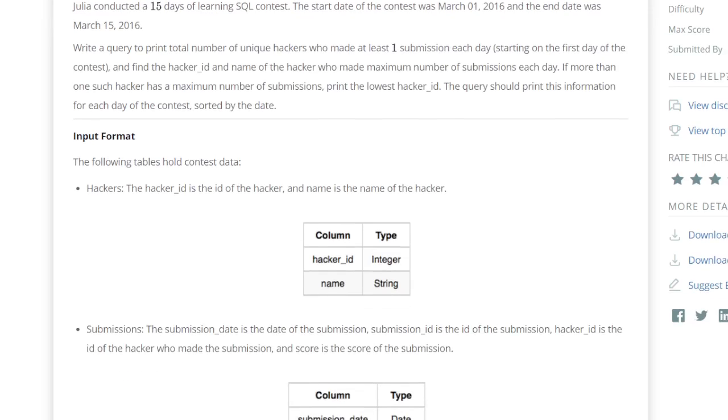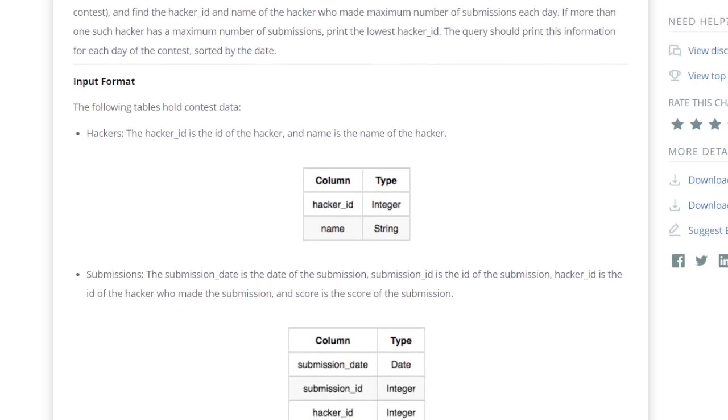So Julia conducted a 15 days of learning SQL contest. The start date of the contest was March 1st, 2016, and the end date was March 15, 2016. Okay, so what Julia did, Julia conducted a contest of SQL. It was a 15 days contest, and the start date of that contest was 1st of March, and the end date was 15th of March, right?